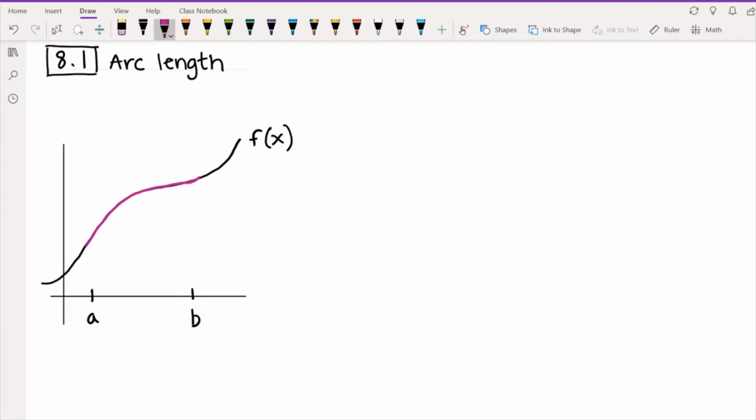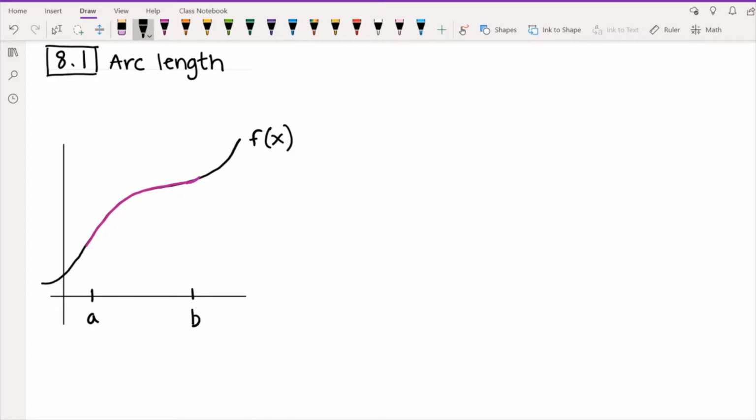So it's not a straight line, right? It's a curved shape, and that's really why that word arc is in there. And so you can't just use like the distance formula, for example, because the distance formula would give you a straight line distance, right? It would give you like this distance, and we want the actual distance of the graph.